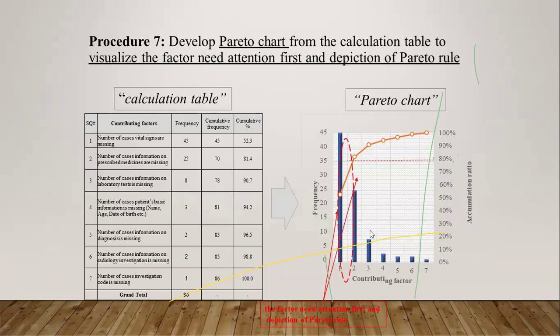We do the same to the third one. The third one is at 90.7%. So we go to 90.7, just about there. Then we plot the third along the third contributing factor. We do the same up to end of the table. Then according to the Pareto rule of 80/20, we are using a cutoff point of 80%.